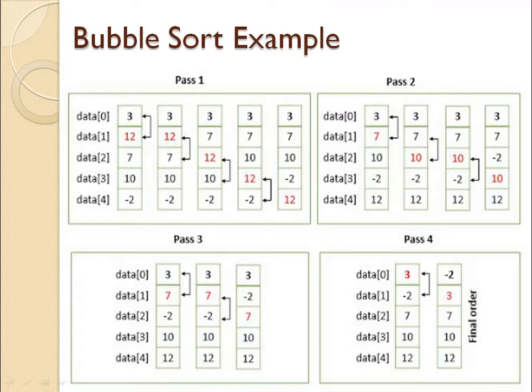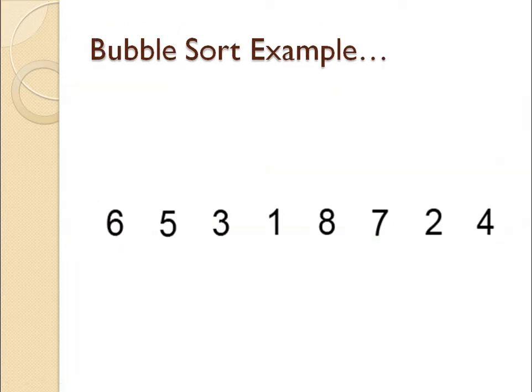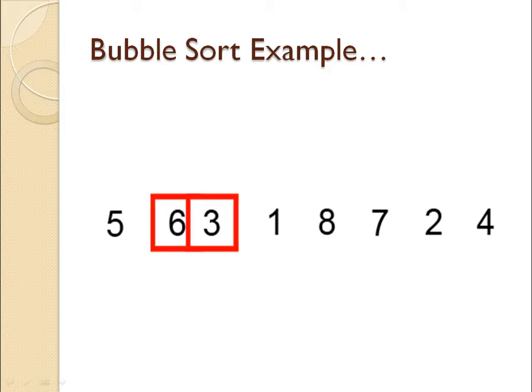With the help of animation, we will try to understand this bubble sort. Please pay attention to this bubble sort example. 6 and 5 compared, 5 swapped. 6 and 3 compared, swapped.